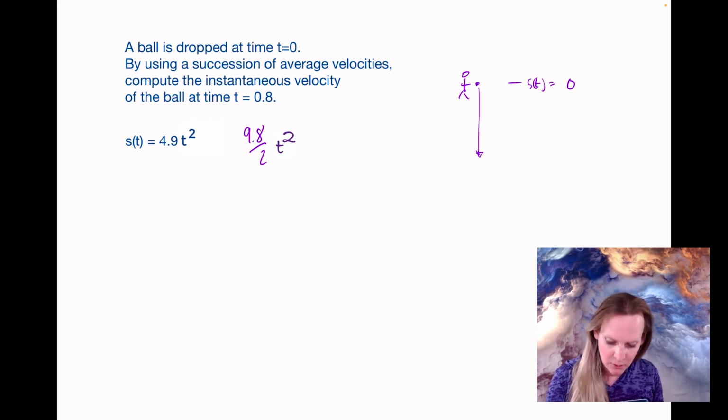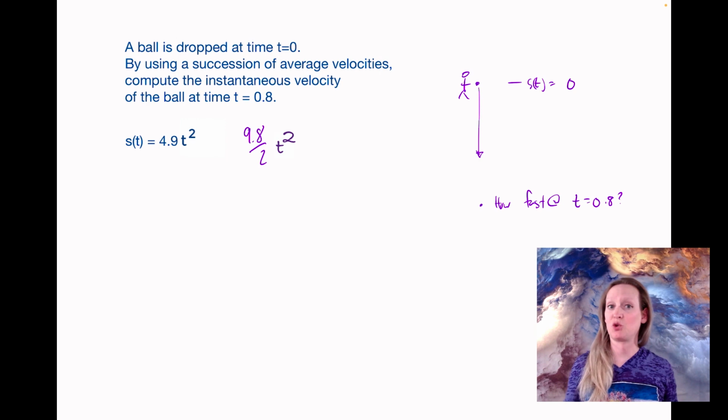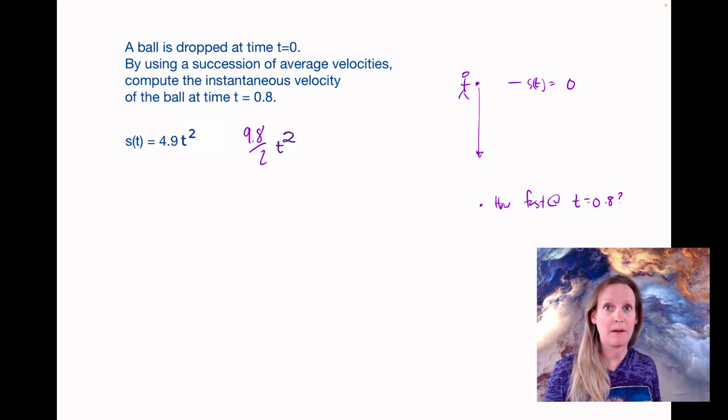And we want to find out how fast is the ball falling at time t equals 0.8? And once we have the tools of the derivative readily at our hands, we'll be able to answer this question more directly. We're working now on the conceptual connection between the limit and the derivative, and between average and instantaneous rates of change. So what we're going to do is estimate this by computing a succession of average velocities, all rooted at time t equals 0.8.